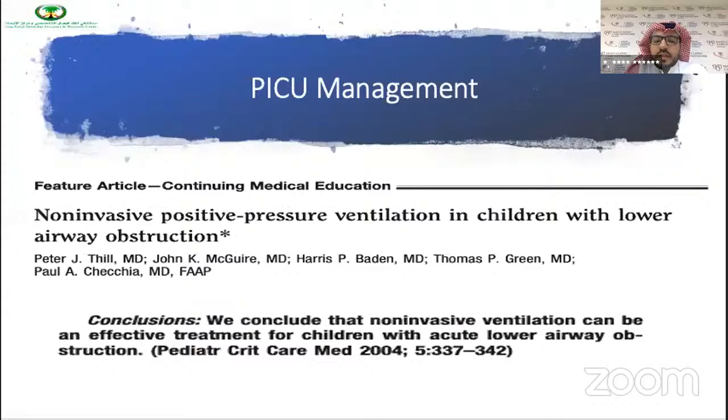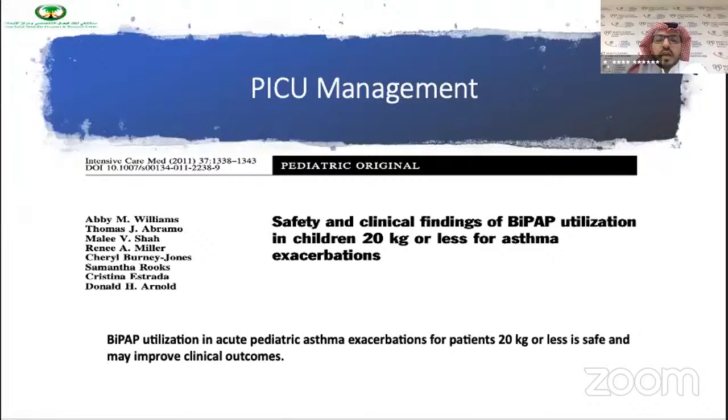Non-invasive positive pressure ventilation in children with lower airway obstruction was published by Peter. In a continuing medical education article, they concluded that non-invasive ventilation can be an effective treatment for children with acute lower airway obstruction. Another study, published in Intensive Care Medicine in 2011, assessed the safety of non-invasive ventilation in children of 20 kilograms or less with asthma exacerbation, and they found that the use of BiPAP in acute asthma is safe and may improve clinical outcome.